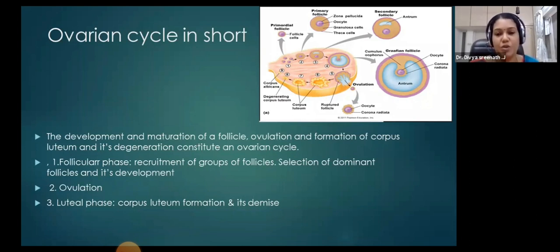For better understanding, we will split it into the follicular phase, ovulation, and the luteal phase. The follicular phase means the primordial follicle developing into a fully potent Graafian follicle. That is the follicular growth phase. Then comes the process of ovulation, and after that the luteal phase. From ovulation up to the next menstruation is considered the luteal phase. So the formation of the corpus luteum and its degeneration are all included under the luteal phase.